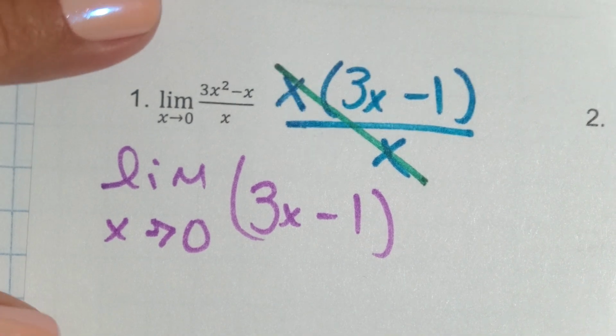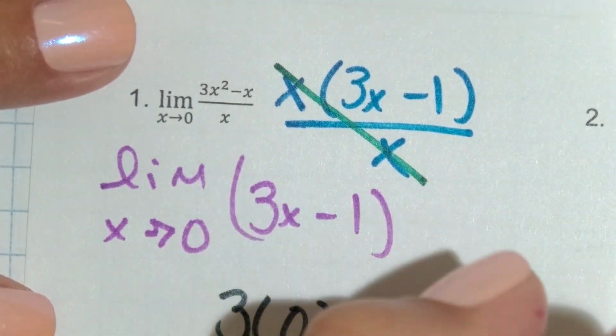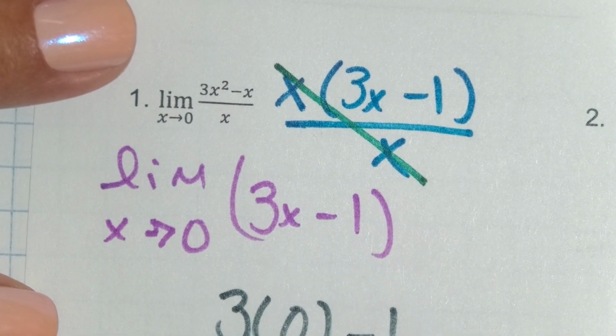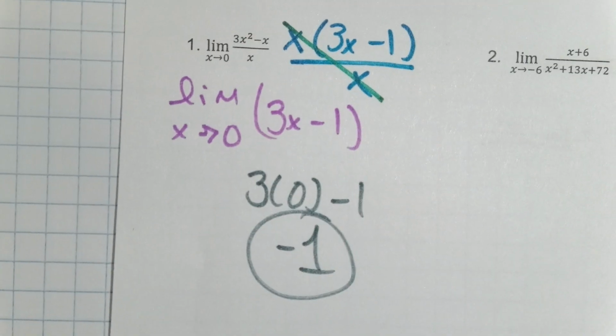And now what? Substitute in 0. So we have 3 times 0 minus 1, and that gives me negative 1. Oops, off screen. My bad. Questions? We sure?